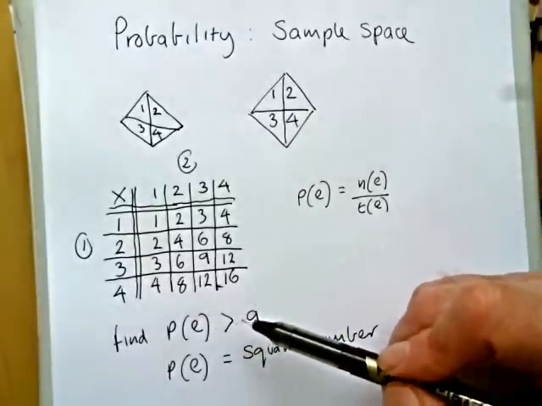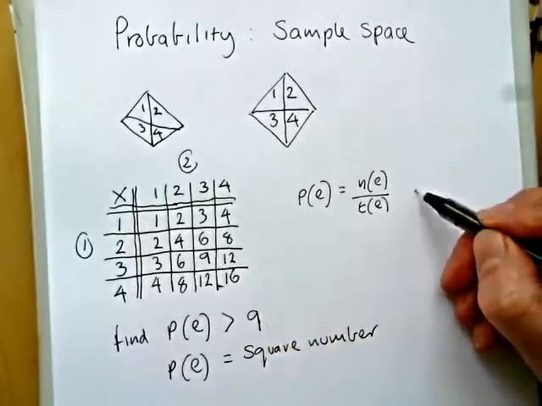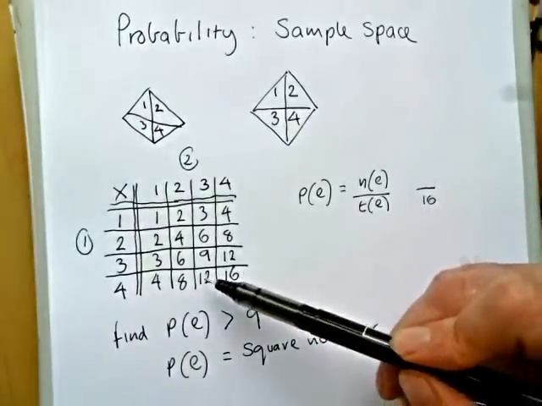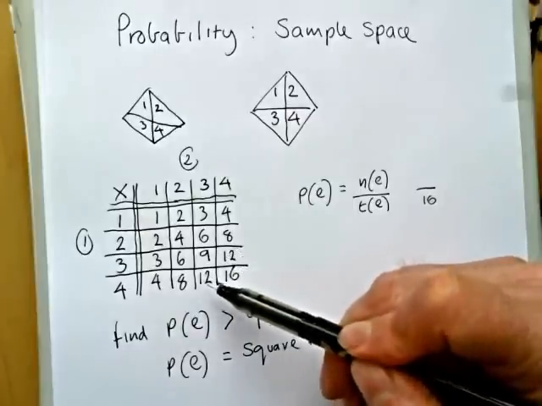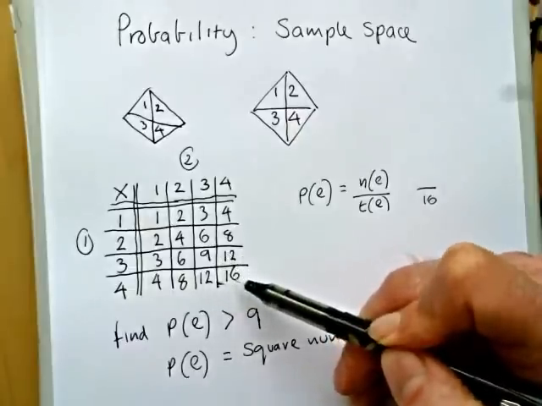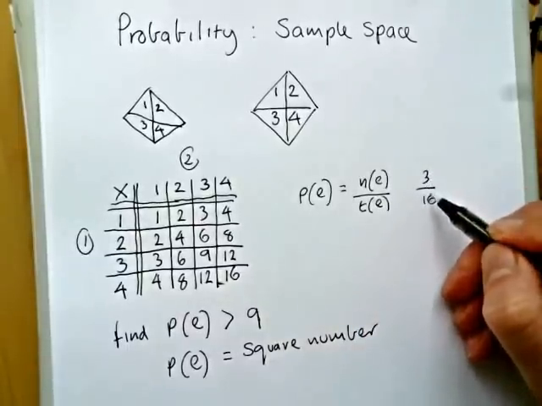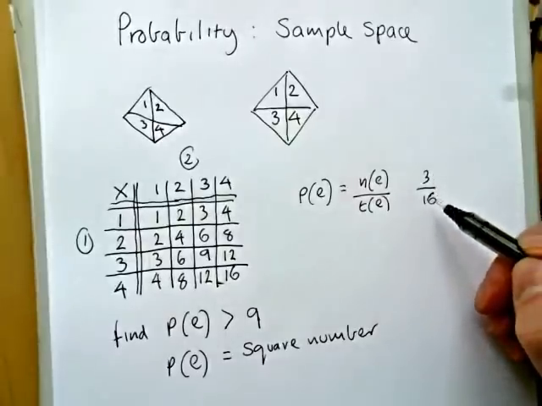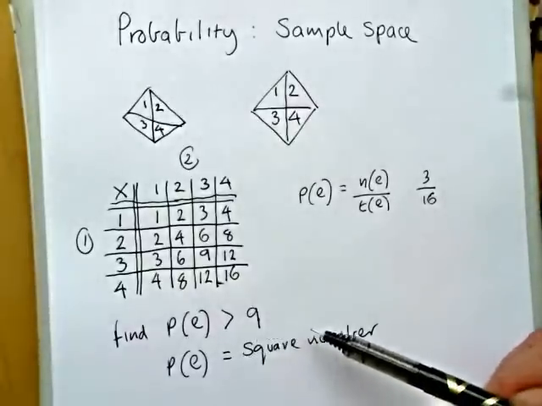So what's the probability that our outcome is larger than 9? Well, there are 16 outcomes altogether. And the outcomes that are larger than 9 are 12 this way, 12, 4 by 3 for 12, or 3 by 4 for 12, and then 4 by 4 for 16. So the probability that our event, multiplying the two scores together, will be larger than 9, is 3 from 16.